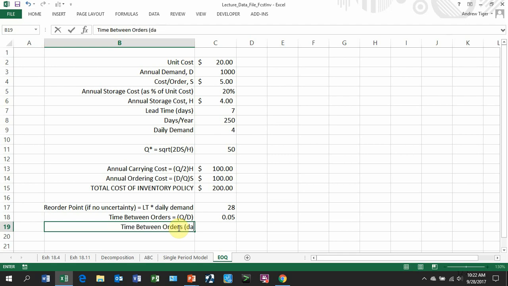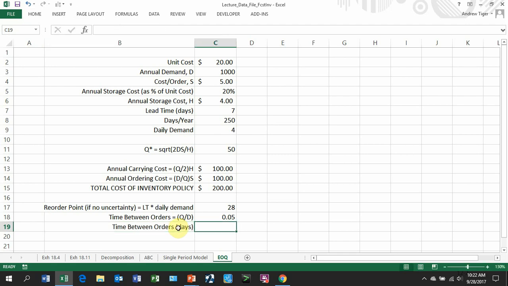Well, I don't know what that means, so I can convert this into days. This is in years. I can convert it to days by taking this number and multiplying by how many days per year I have. So roughly every 12 and a half days, every 2.5 weeks or so, I'm going to place an order, and I'm going to order this amount. But really, I'm not going to worry so much about this. I'm watching my inventory. This is just on average what happens.